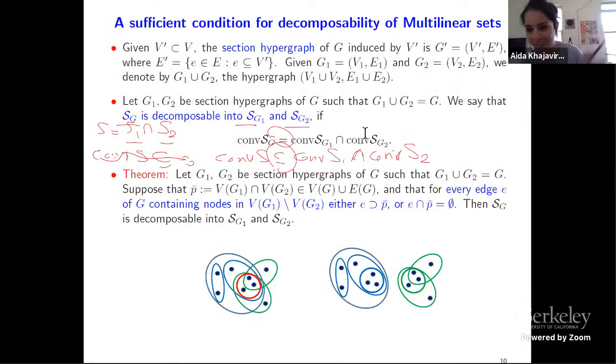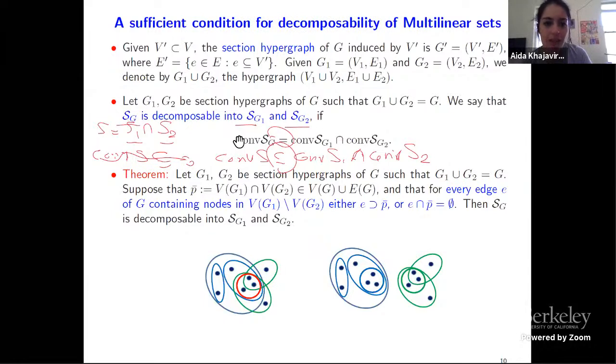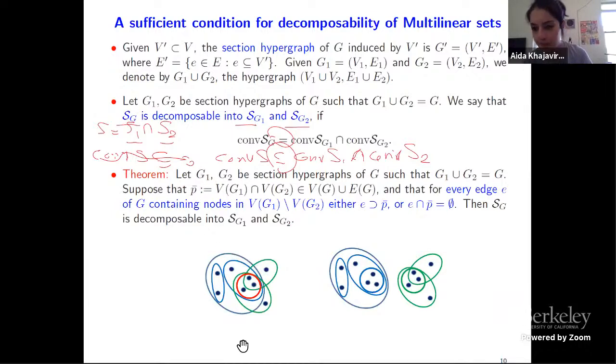Okay, so I gave you all the notation. As Jacob said, let me state the theorem. Let's say I have a hypergraph G that is the union of G1 and G2. And then I make the following assumptions. The intersection of the two should already be an edge that is present in the hypergraph. And also, now I will simplify the statement.